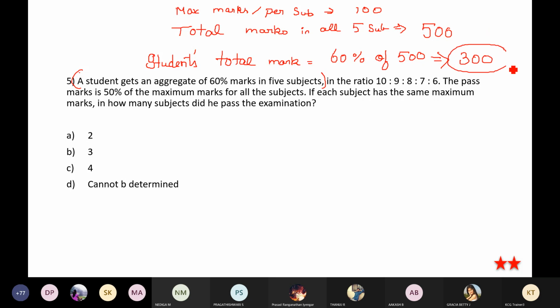And I know that the marks that he obtains in each of the subjects are in the ratio 10, 9, 8, 7, 6. So can I say 10x plus 9x plus 8x plus 7x plus 6x is equal to 300. His marks obtained in individual subjects, when I add them together, it should be 300. Using this, find out the value of x, guys. What is the value of x then?